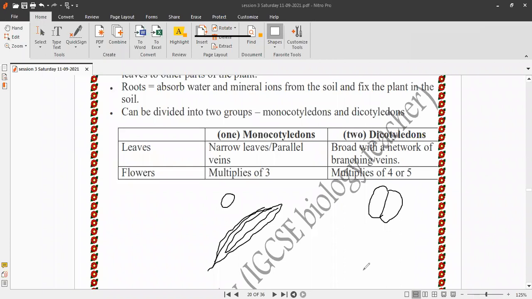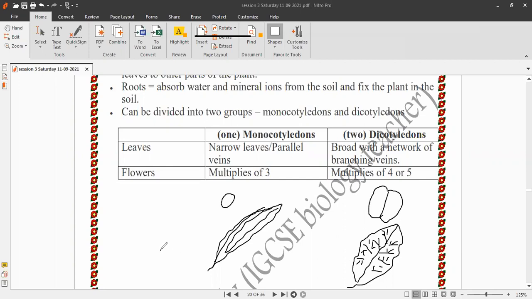Dicotyledons have broad leaves with a network of branching veins, like this. This network of branching veins is not parallel like monocotyledons. Branching, a network of branching veins, and broad. But monocotyledon leaves are narrow leaves with parallel veins.